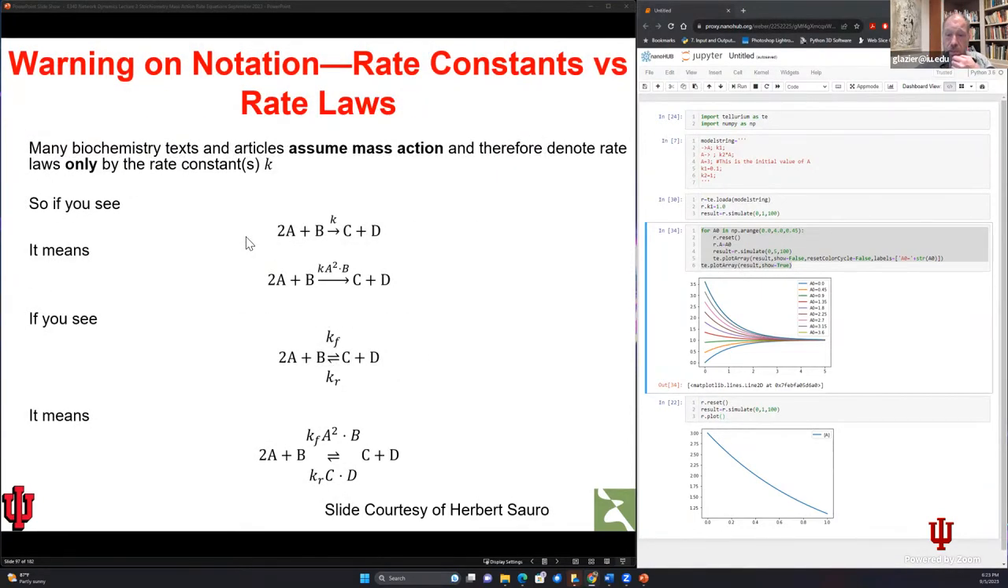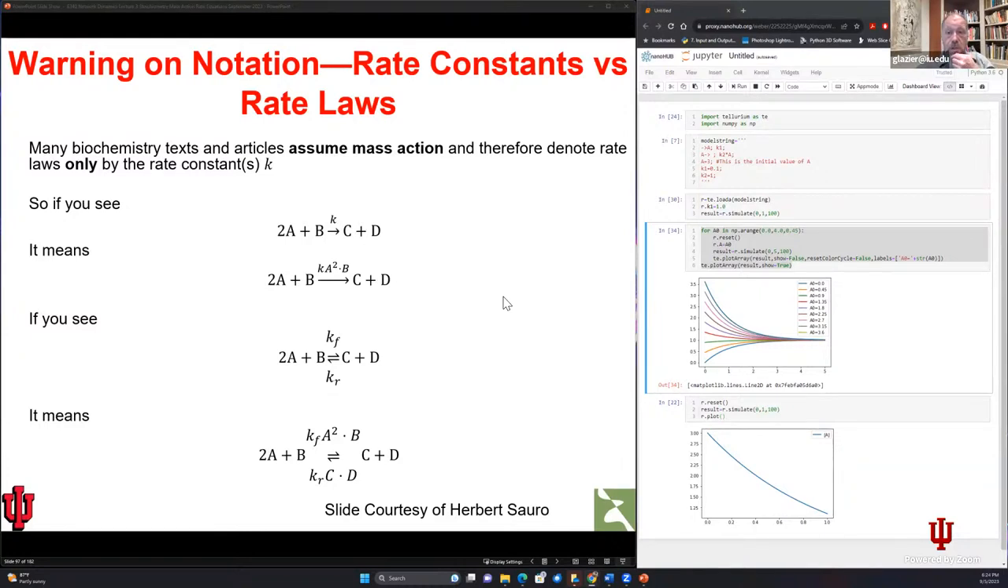One thing that you have to be a little bit cautious about in notation is, again, people are often inconsistent with notation. If you see something written like this, 2A plus B goes to C plus D with a lowercase k on top of it, that means assume that the rate is mass action. It's not that the rate is a constant k. The rate is actually k times A squared times B.